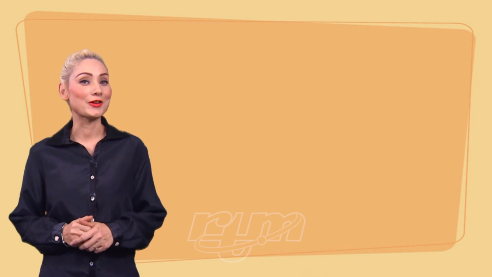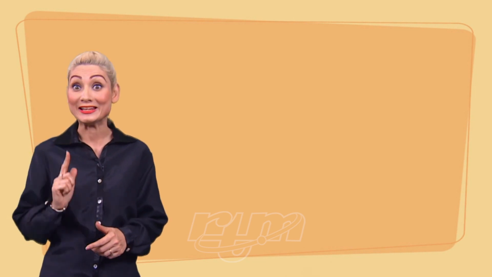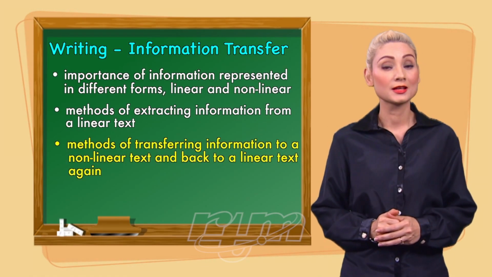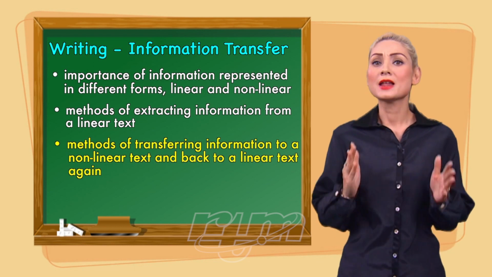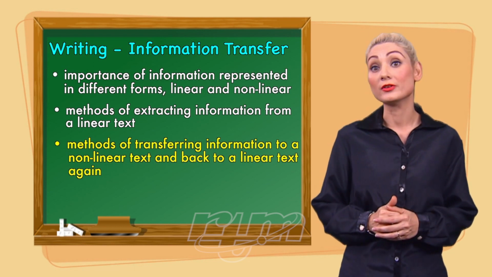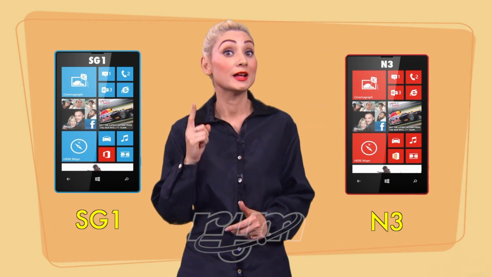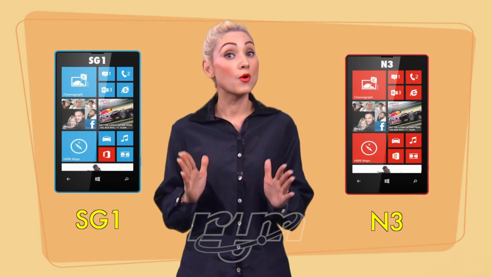Next, I'm going to show you how to transfer information into a linear text. Transferring information from non-linear text to linear text. Now that we have all the information in the form of a double bubble map, we shall proceed to writing our responses. Pretend that you are Encik Bakri. Which phone would you buy for your wife? When you make your choice, you have to mention why you prefer it over the other phone. There are no right or wrong answers as long as you are able to state your reasons.